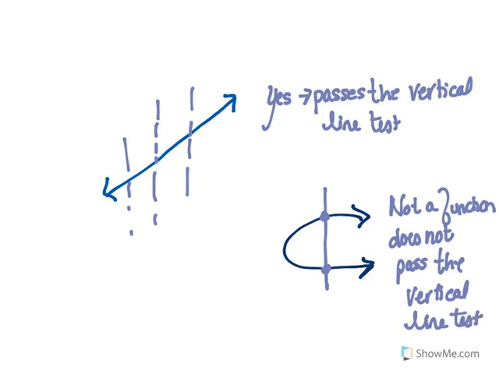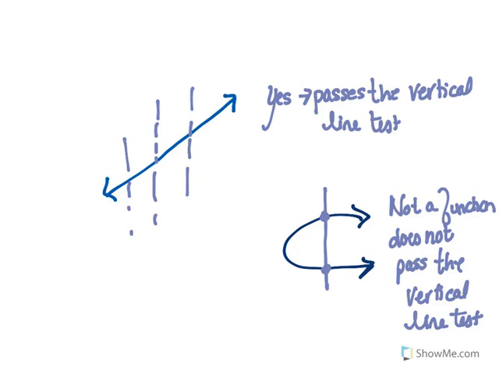So when you're looking at a graph, the easiest way to tell whether or not a relation is a function is by using the vertical line test. The vertical line test says that if you can draw a vertical line through any point on the graph and only hit the graph once, then it is a function. So every line except for a vertical line would be considered a function.